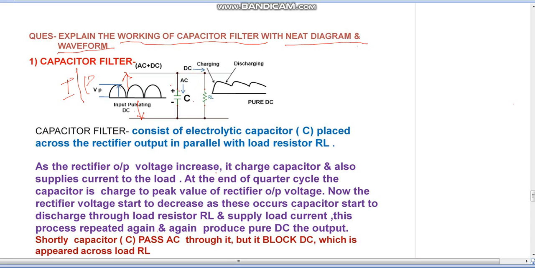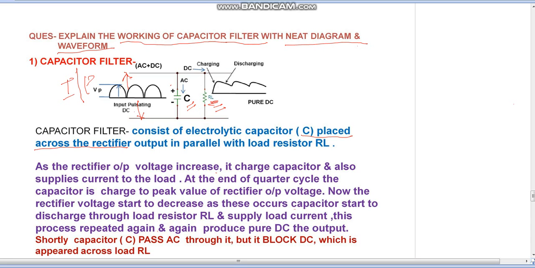And capacitor C, that electrolytic capacitor C, is placed across the rectifier output, and it is in parallel with the load resistor RL. So capacitor C and load resistor RL are in parallel, connected across the rectifier output.